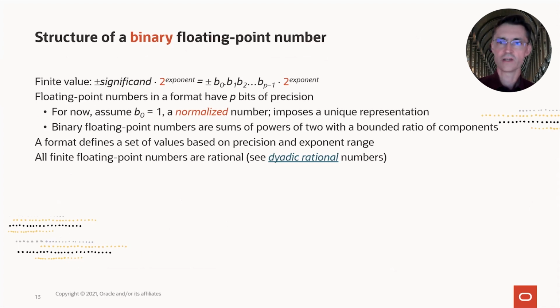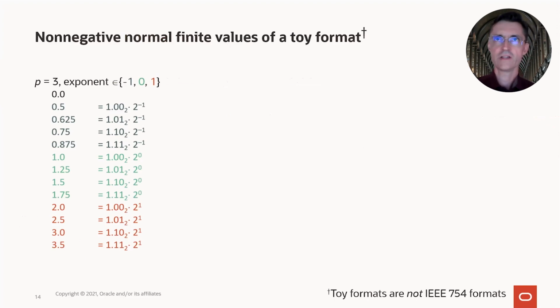So based on this structure, we can see that binary floating point numbers are sums of powers of 2, where the ratio between the largest and smallest component is bounded because there's a limited precision, limited width to the precision field. So concretely, float and double are still fairly large. So let's look at a toy floating point format instead. So let's have only 3 precision bits and 3 exponent values, -1, 0, and 1. So 0 is a special case.